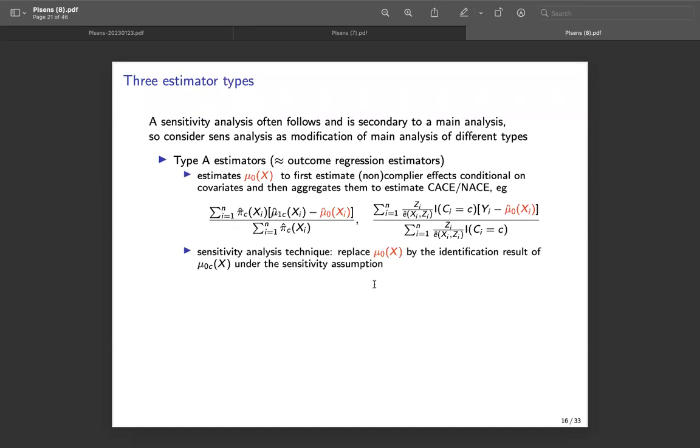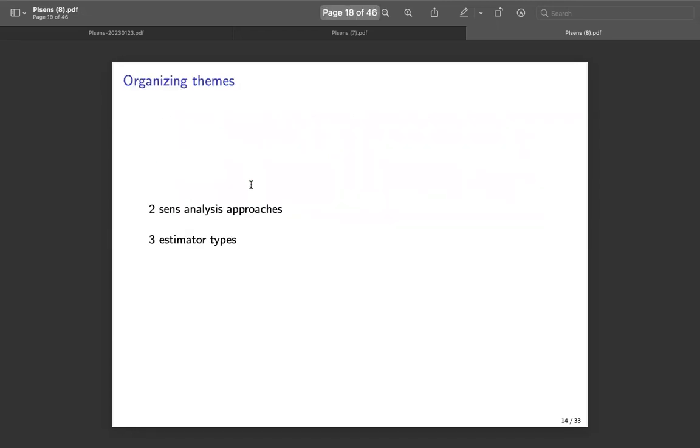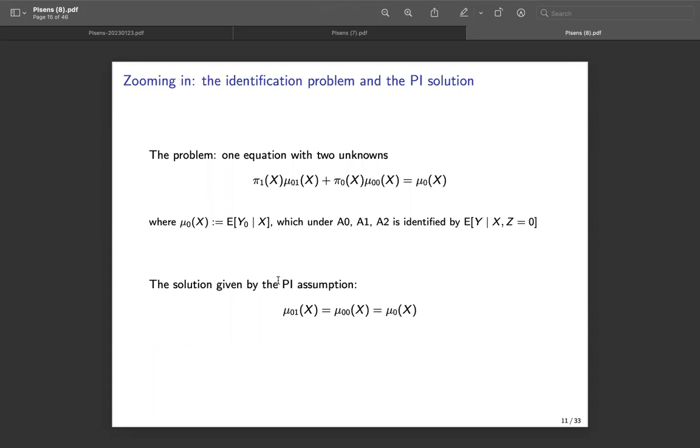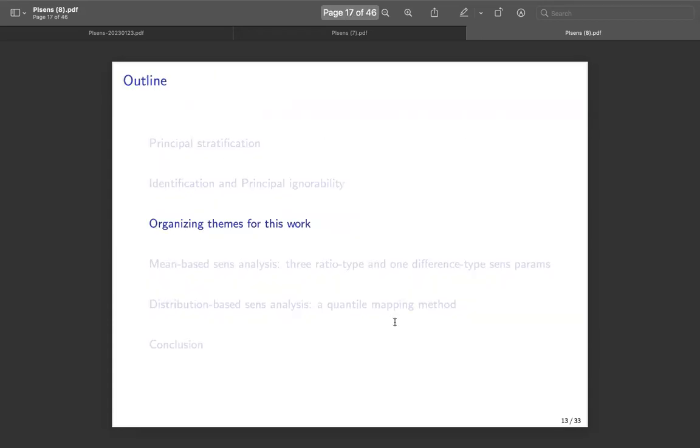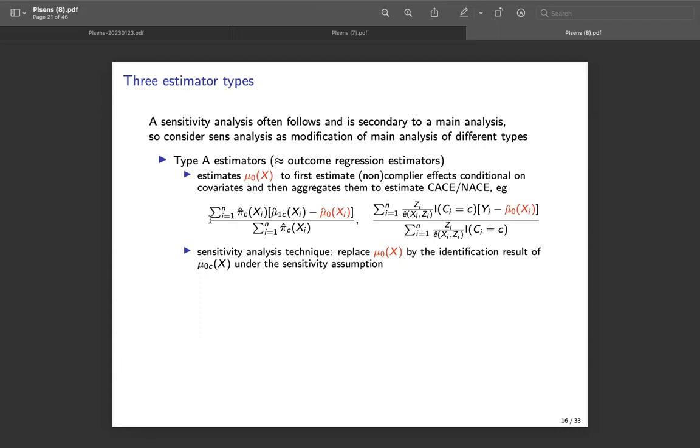Okay, so the first type of estimators we think of as roughly outcome regression estimators. These are estimators that estimate mu0x. And why do we have mu0x here? It's because principal ignorability tells us that mu0cx is equal to mu0x, right? So the first type estimates mu0x in order to first estimate the stratum-specific effects conditional on covariates, and then aggregate them to estimate the marginal effects.